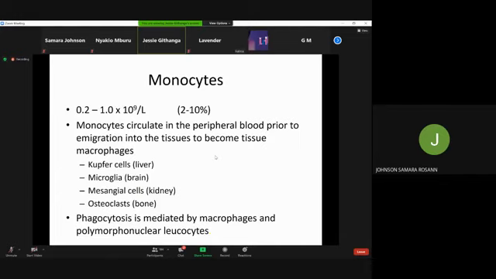Phagocytosis is mediated by macrophages and polymorphonuclear leukocytes, as I said. So remember that the tissue macrophages are found in almost every single tissue. Therefore, the tissue's ability to protect itself relies a lot on the tissue macrophages that are present. And many of these originate from the circulating monocytes in the blood.